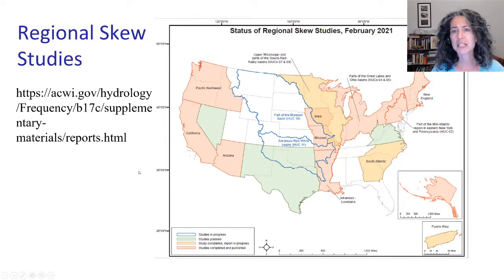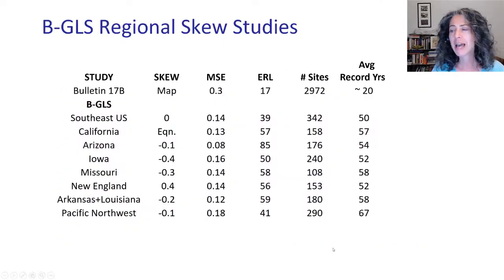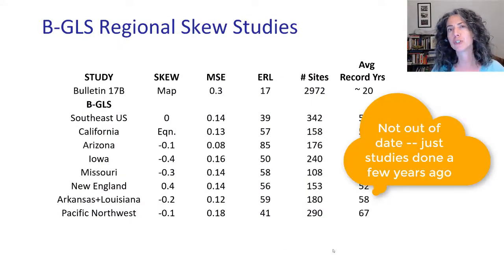Now, this link takes you to the reports, although myself, I actually just search Skew Studies USGS 17C to find them. They're published on a page that has the reports broken down by state. So you scroll through the states and it links to the report for that state. And it might have been done just for that state, or that state might be part of one of those regions.